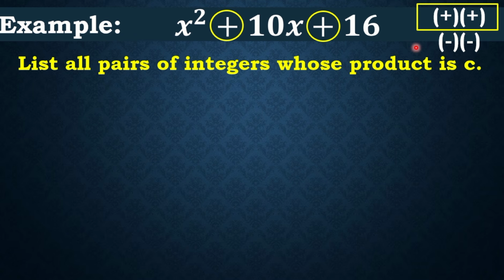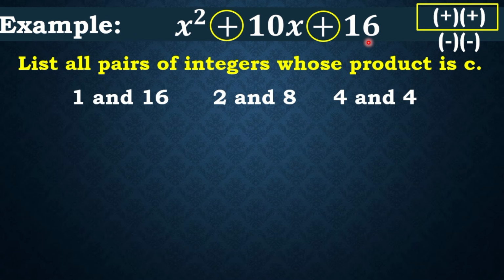Okay, so kunin na natin yung mga factors ni 16. So all positive lang ha, parehong positive. So 1 and 16, kasi 1 times 16 is 16. 2 times 8 is 16. 4 times 4 is 16. Okay, so nakuha na natin lahat ng factors ni 16.